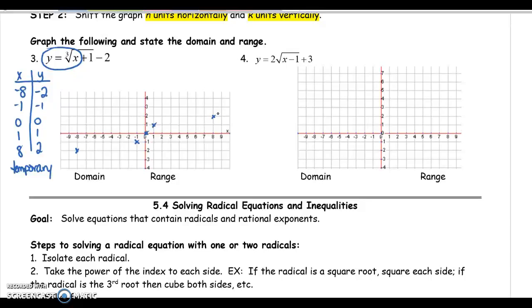Once I have my temporary points on the graph, don't connect them because we're not actually graphing these temporary points. We're just using them as a reference. Because this graph has something else in the equation. What does the +1 do to this graph? It will move this whole graph left 1. What will the -2 do to this graph? It will move the whole graph down 2. So these temporary points need to be moved left 1 and down 2. So take each point left 1, down 2, and put in the actual point.